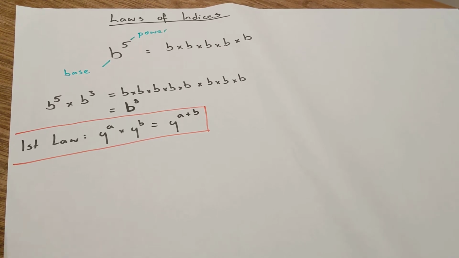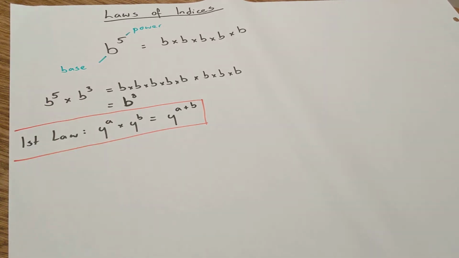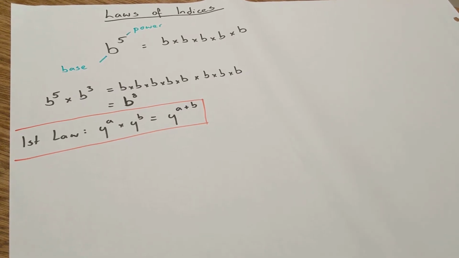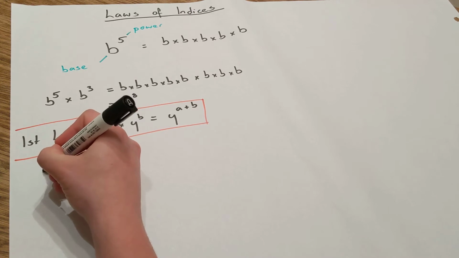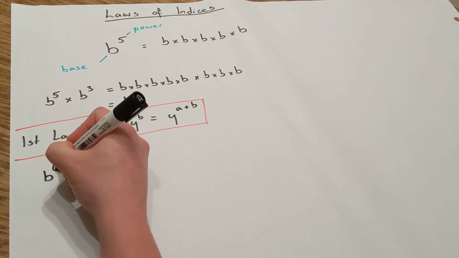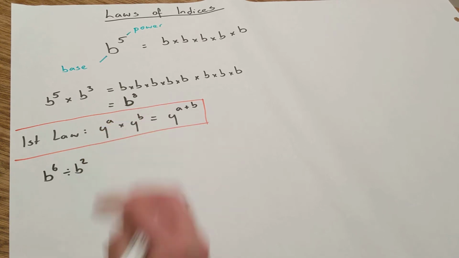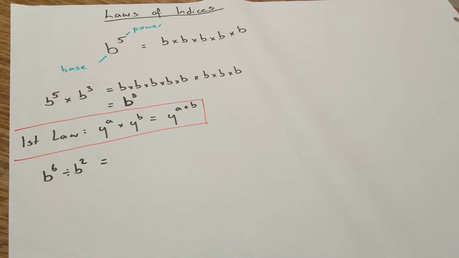Okay? Now, our next law we're going to look at is, what do we do if instead of timesing these, giving you a little clue there as to what we do next, what will happen if we divide them? So what do we do then if I've got, say, b to the power of 6 divided by b to the power of 2? So let's write that out.